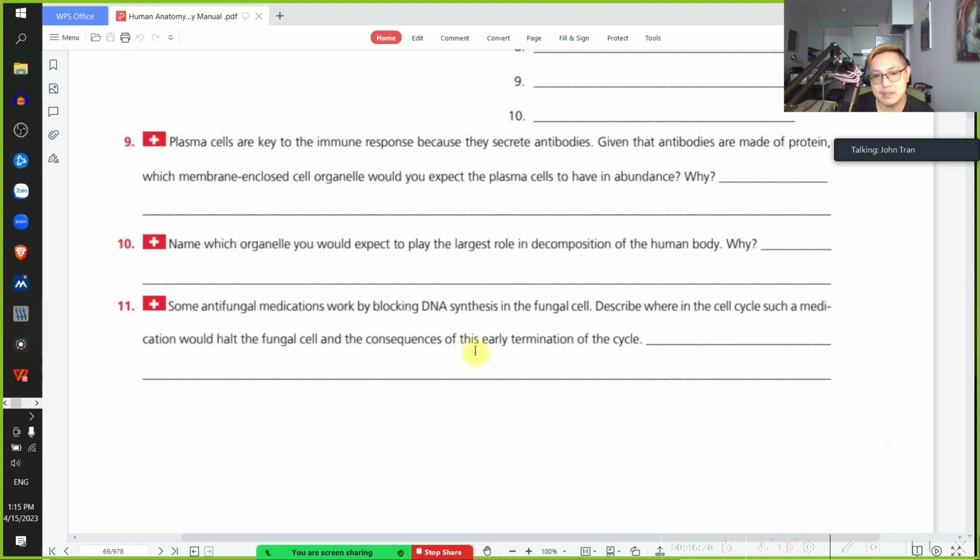Okay, what is the consequence of this early termination of the cycle? What if it just stops at the S phase of the interphase? What would happen? It can't replicate anymore. No more DNA, no more growing, right? The fungal cell just waits and then finally it dies. You can check the answer at the back of the book, but that's what I think.